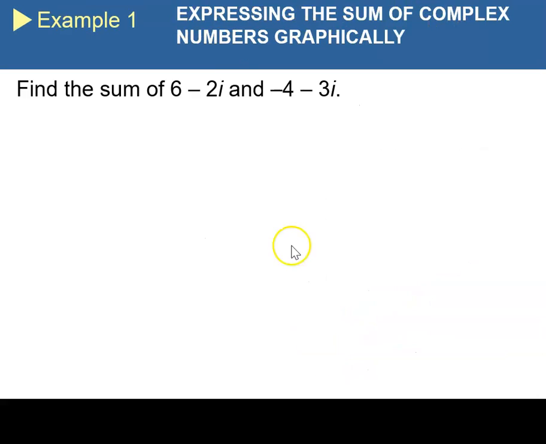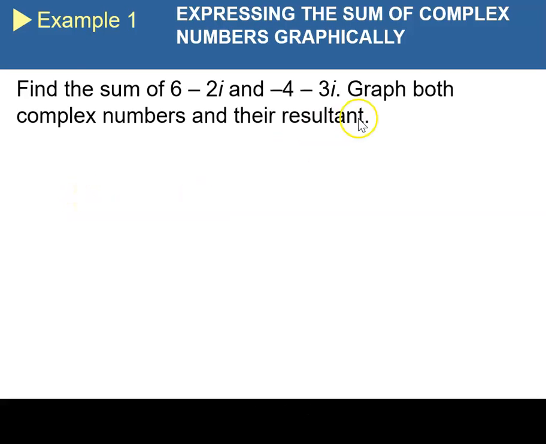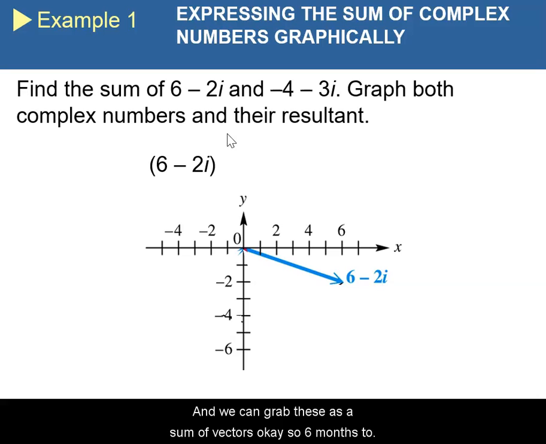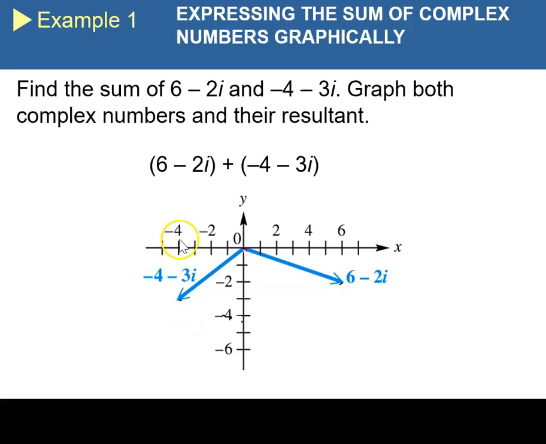Okay, so here we want to find the sum of 6 minus 2i and -4 minus 3i. We've already done this quite a few times in the last section. So 6 minus 4 will be a 2. -2 plus a -3 will be -5. So I'll have 2 minus 5i, and we can graph these as the sum of vectors. Okay, so 6 minus 2i, -4 minus 3i. So again, go to -4, go down to -3i, okay, or to -3, I guess, and then we can draw our parallelogram. Okay, which you can probably see a little bit of here, and then my center value.